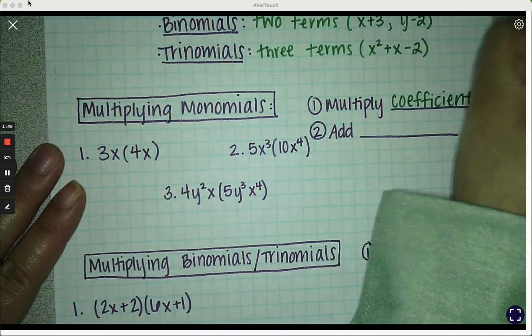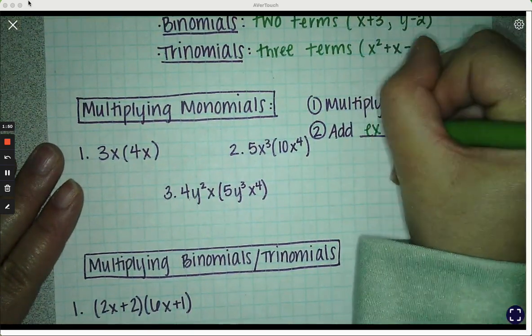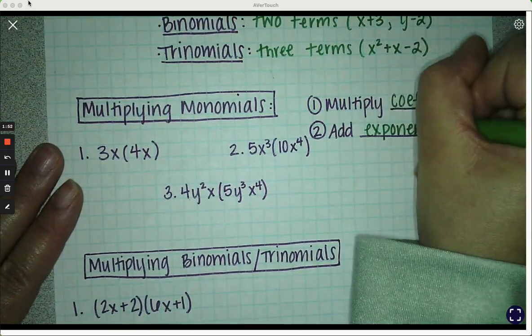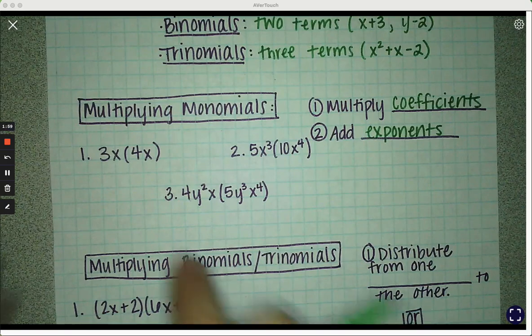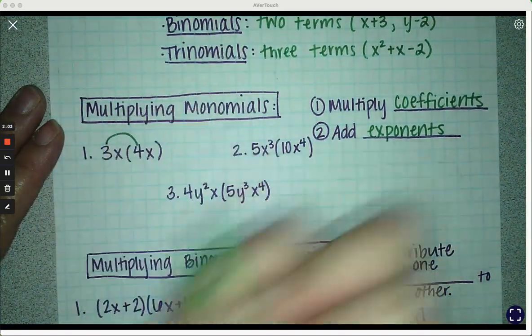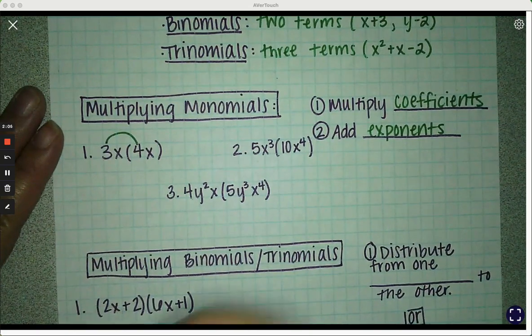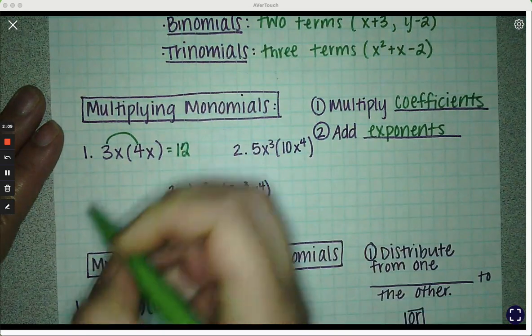So we multiply the coefficients, we add the exponents. And this is something that you guys have actually been doing since last week. You just didn't really notice or realize it. All right, so looking at example number 1, first thing we do is multiply our coefficients. So 3 times 4 is 12. And then we add the exponents.